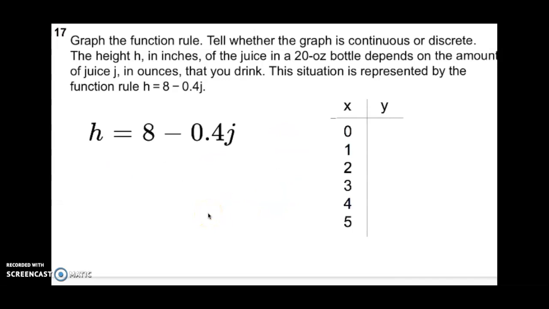Now my goal is to have y values that give me a whole number value. If they aren't, it will be hard to graph. You can use your calculator to find a table of values as well. So I'm going to substitute these numbers in for j because j represents x and h represents y. So 0 times 0.4 gives me 0, so 8 minus 0 is 8. Do the same thing for the rest of your values, substituting them in for j, and I'll get 7.6, 7.2, 6.8, 6.4, and 6. So the 2 points I will graph are (0, 8) and (5, 6).